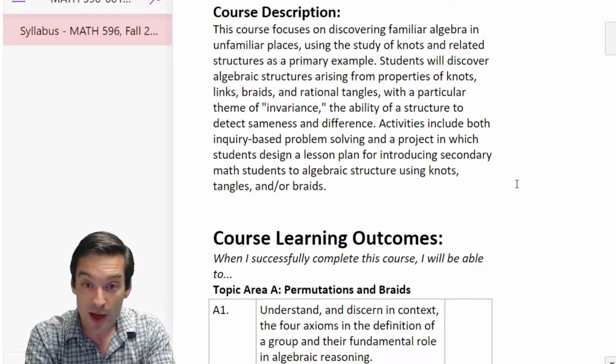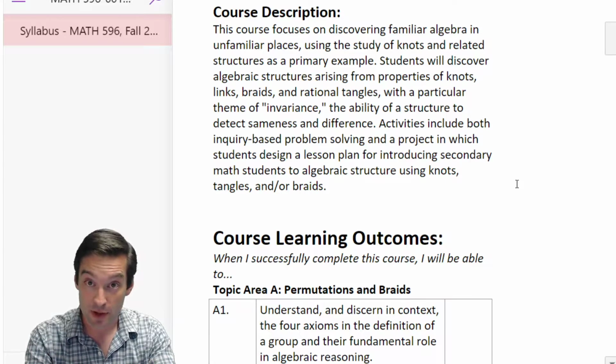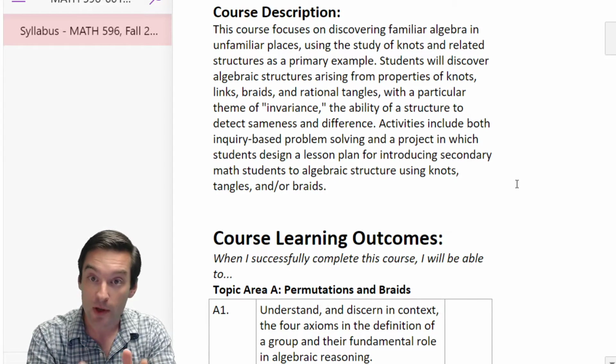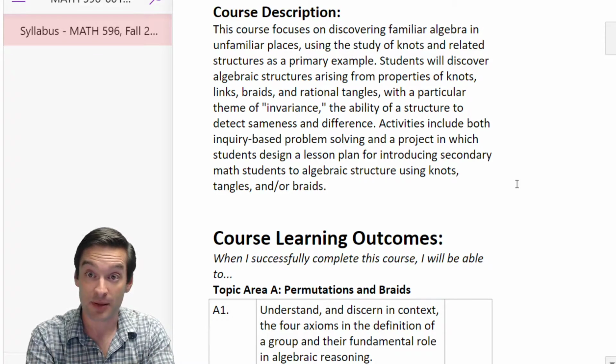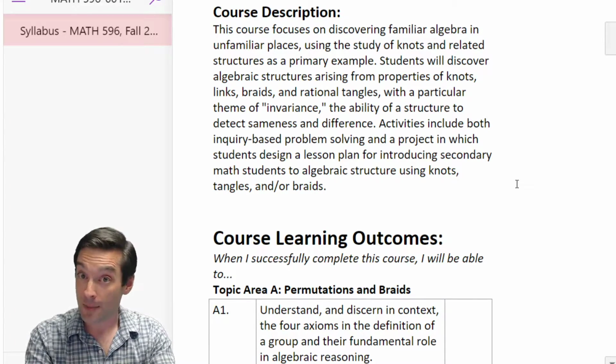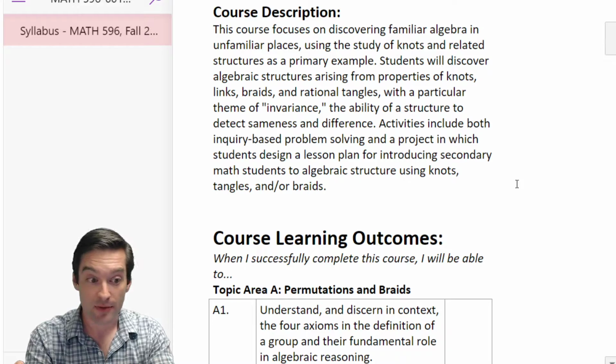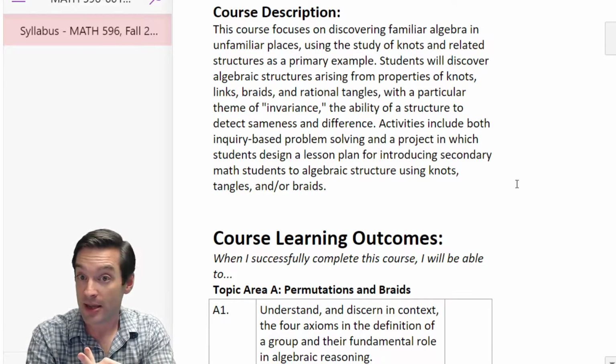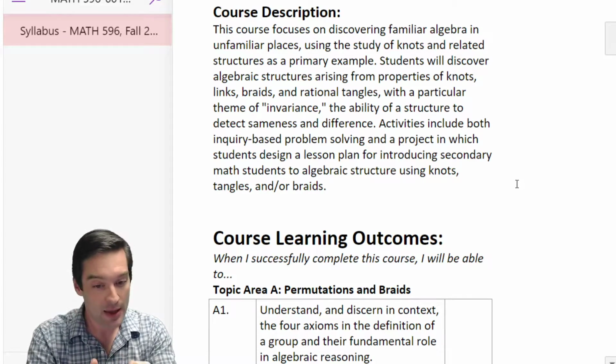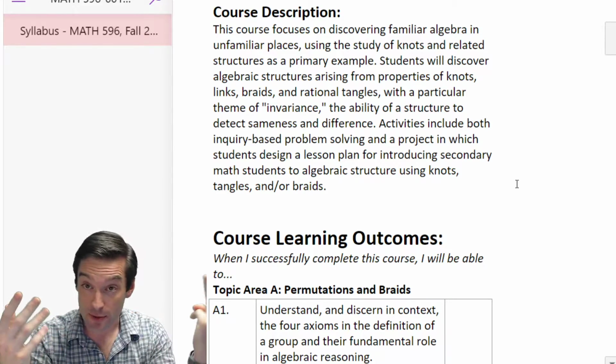And so the project that I have in mind for you this semester is to work with one or two other classmates in designing a lesson plan that can introduce students at your grade level to one of our knot-like objects. The three different types of knot-like objects we'll be studying are called braids, tangles, and knots and links. So those are the three types.